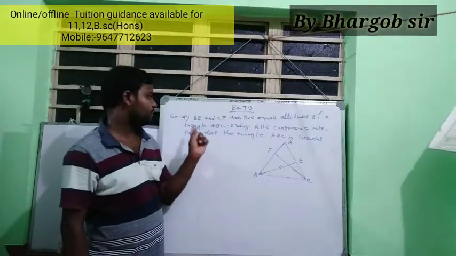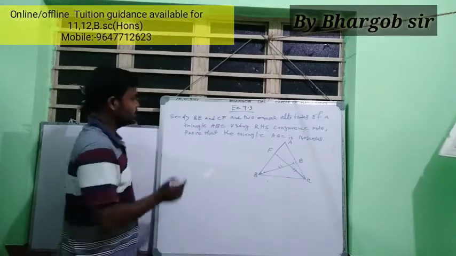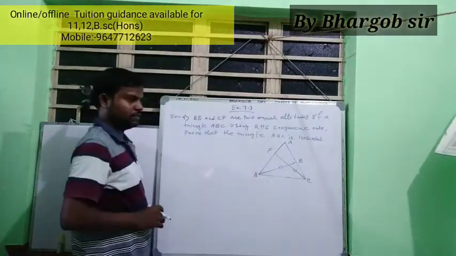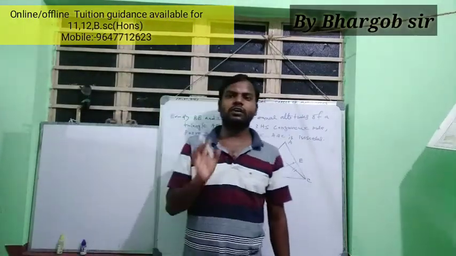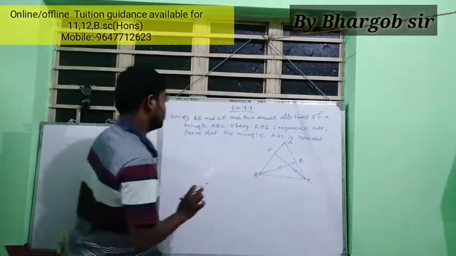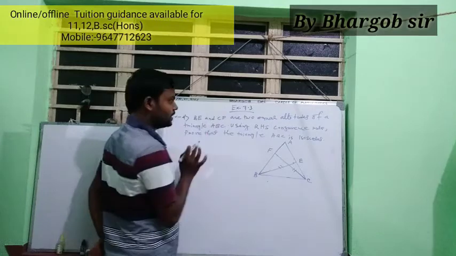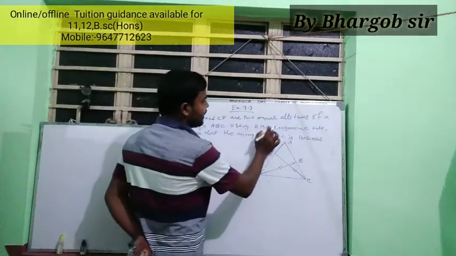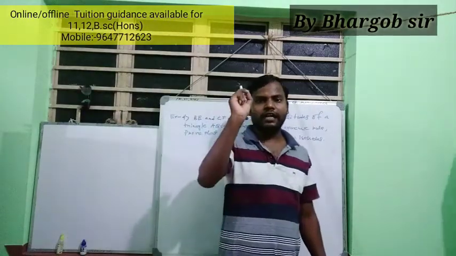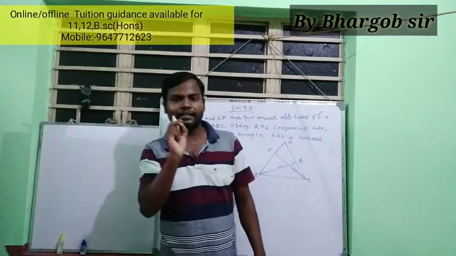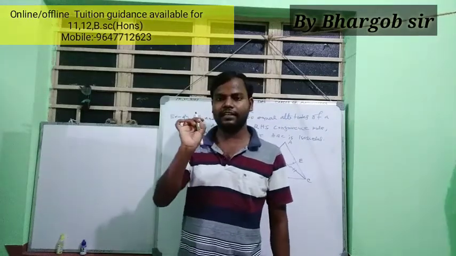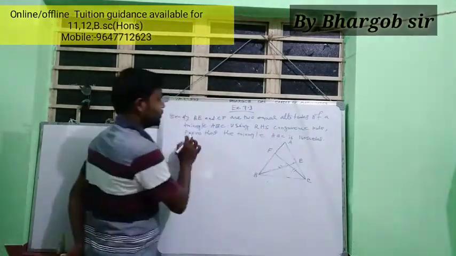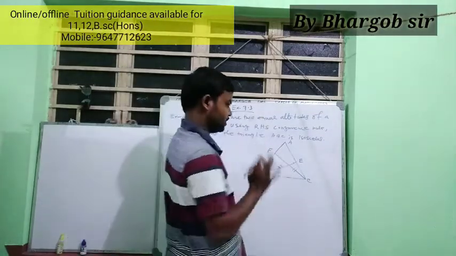This is the exercise number 4. What is exercise number 4? BE and CF are two equal altitudes of a triangle ABC. We know all altitudes of a triangle are the same. So we can say that BE and CF are equal. Here it is said that equal altitudes, and using RHS, that means R is right angle, H means hypotenuse, and S means one side of the remaining sides of a right angle triangle. By using RHS congruence rule, prove that the triangle ABC is isosceles.